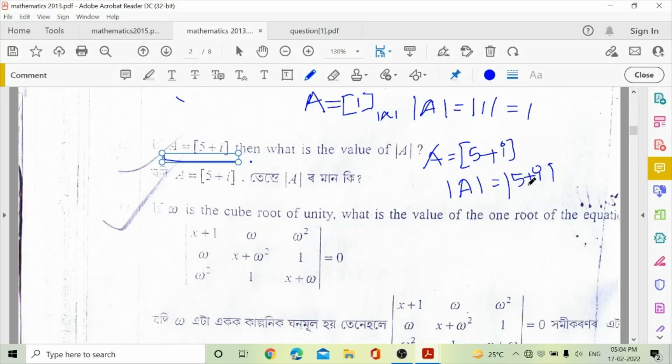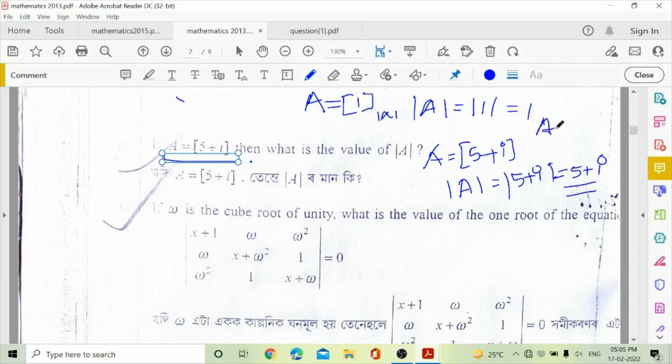This is not modulus. This is a complex number, no doubt, but it's not modulus, so you are not supposed to find the square root of 5 square plus 1 square. It's not like that. So the determinant you have to find is the element itself, so 5 plus i. Correct. So the answer is 5 plus i. A is a 1 by 1 matrix, so determinant of A is equal to the element itself, whatever it may be, positive or negative.